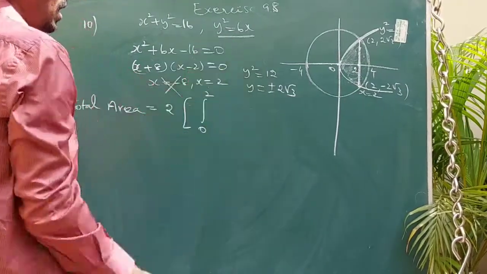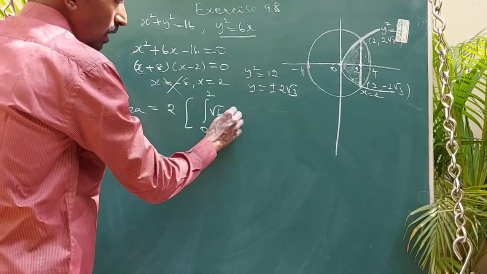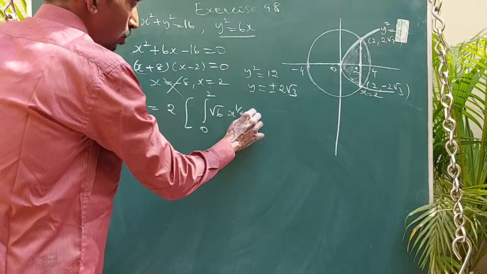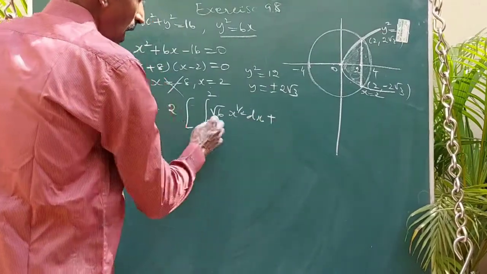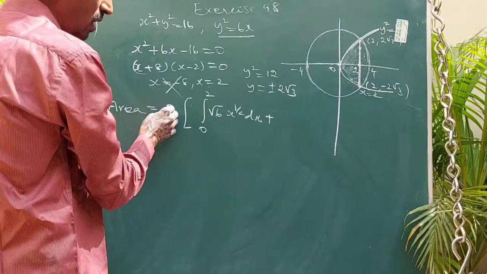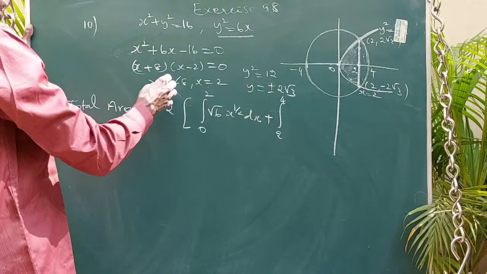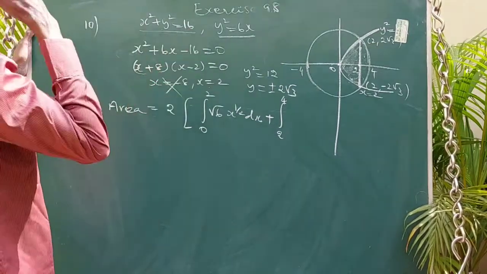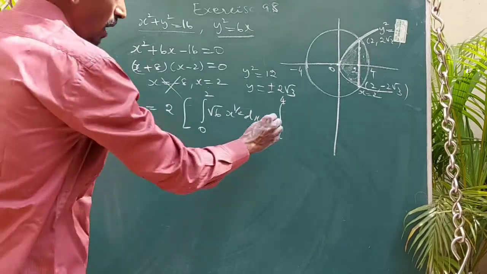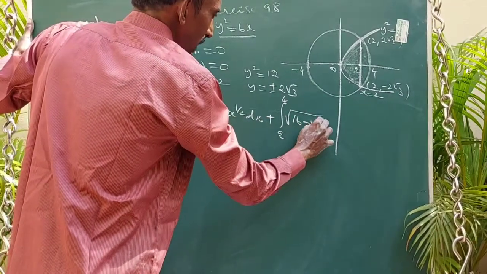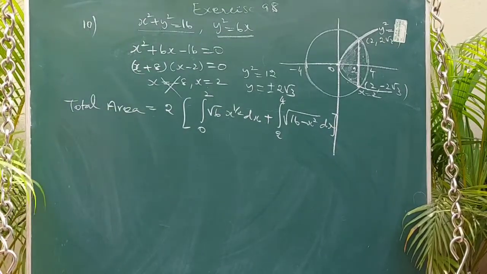the parabola, so y means root of 6 into x power 1 by 2, square root of root x is x power 1 by 2 dx, plus here also 2 times, but I have taken it commonly, 2 to 4 only by the circle. So what is the y value? y square equal to 16 minus x square, y equal to root of 16 minus x square dx. Okay, so I am writing directly.